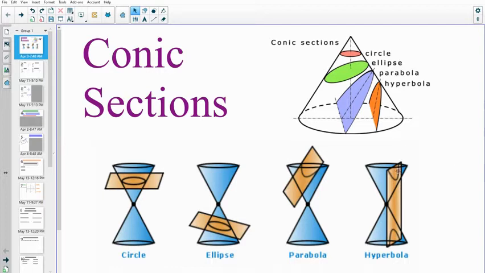And then if I have a slice that is even steeper than the same slope as the slant of the cone, we get a shape that's actually separated into two parts. We've got part of it up at the top and part of it down at the bottom. This is a shape known as a hyperbola. Not to be confused with hyperbole, which is a term from language arts.